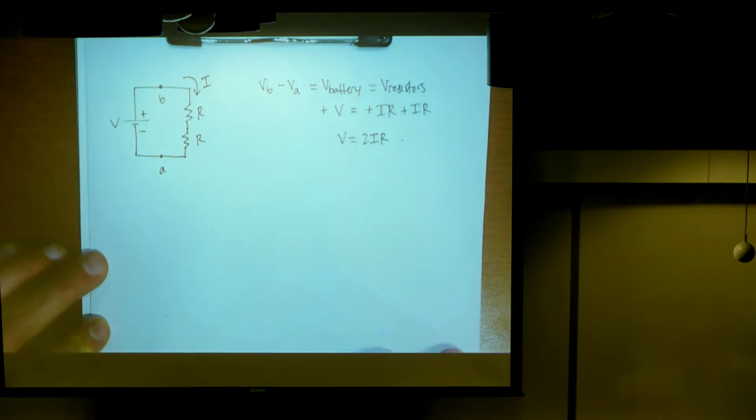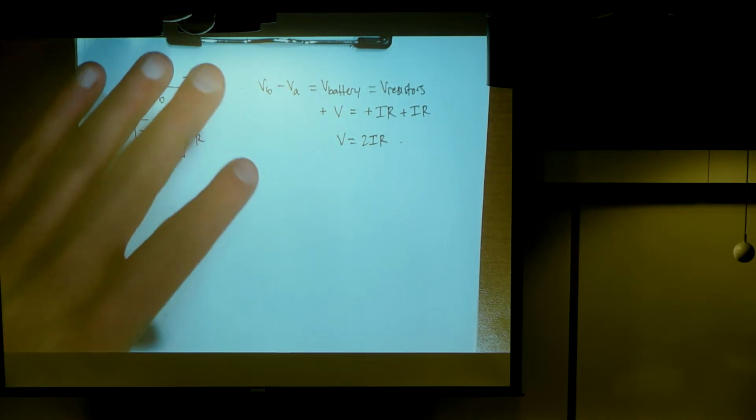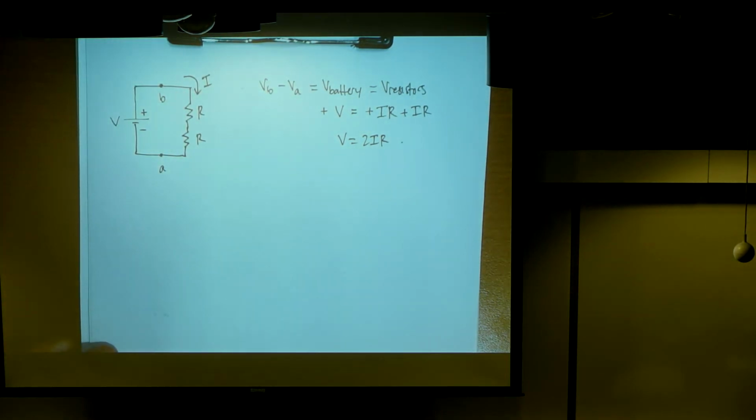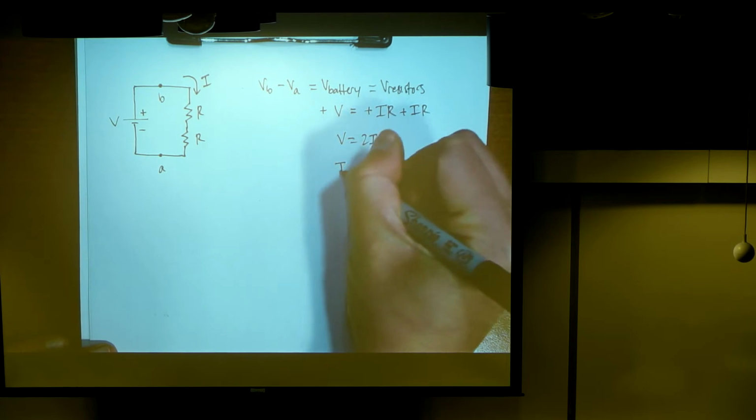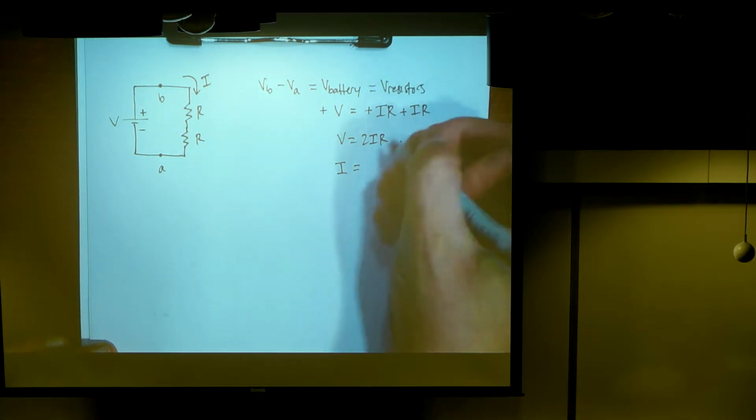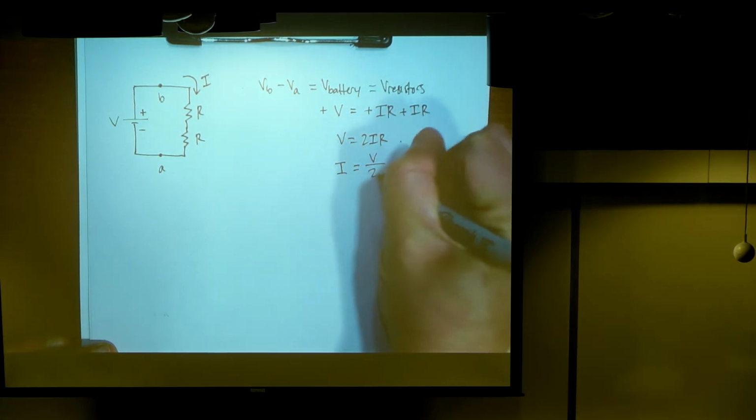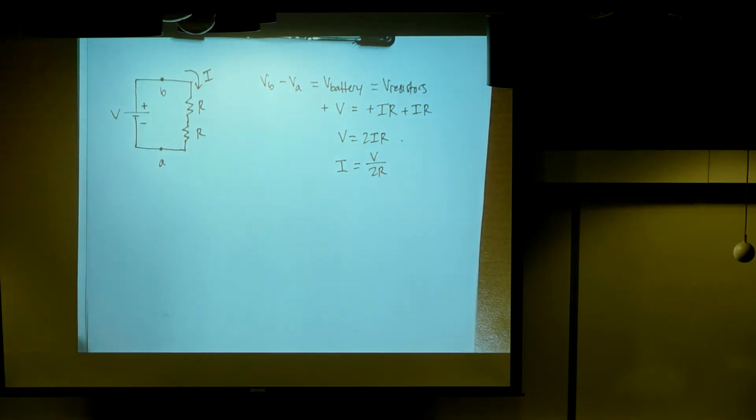Something you could have probably figured out without going into all this detail, but I think it's worth seeing in detail, okay? So the current is what? It's going to be V divided by 2R, right? Okay.